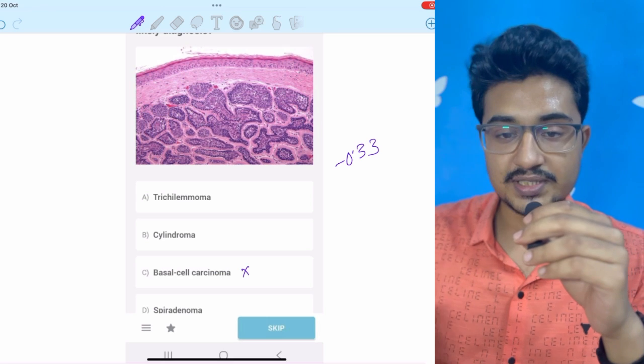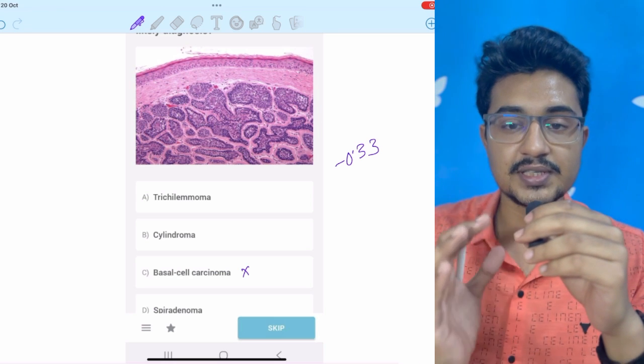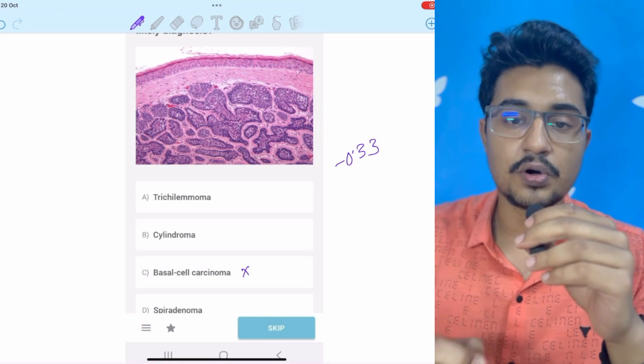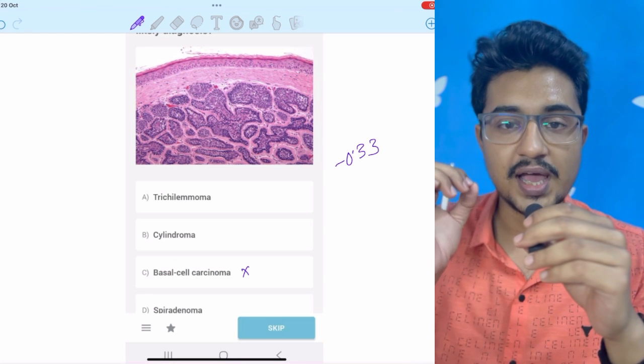Because it is not judicious that if you rule out only one option, then you should mark. If you can rule out two options, then definitely you should go and mark the question.